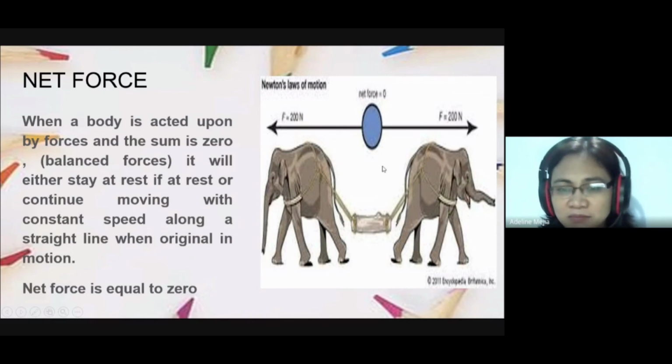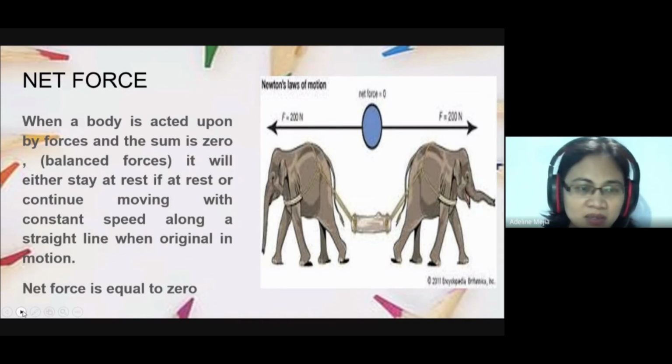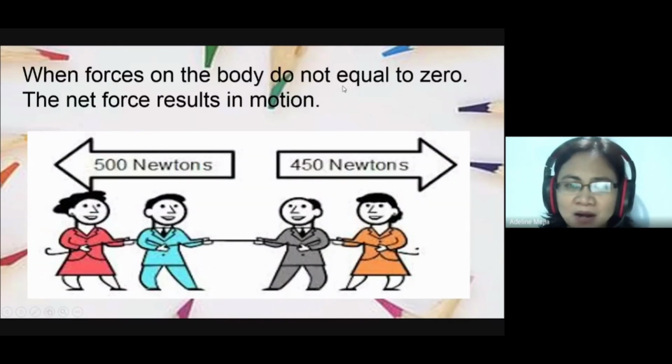Now, let's see the image on your screen with the two elephants pulling a log in opposite directions. The force of the elephant on the left is 200 newtons. The force of the elephant on the right is 200 newtons. Since they have both equal forces, the net force is zero. Okay. When forces on the body do not equal zero, the net force results in motion.